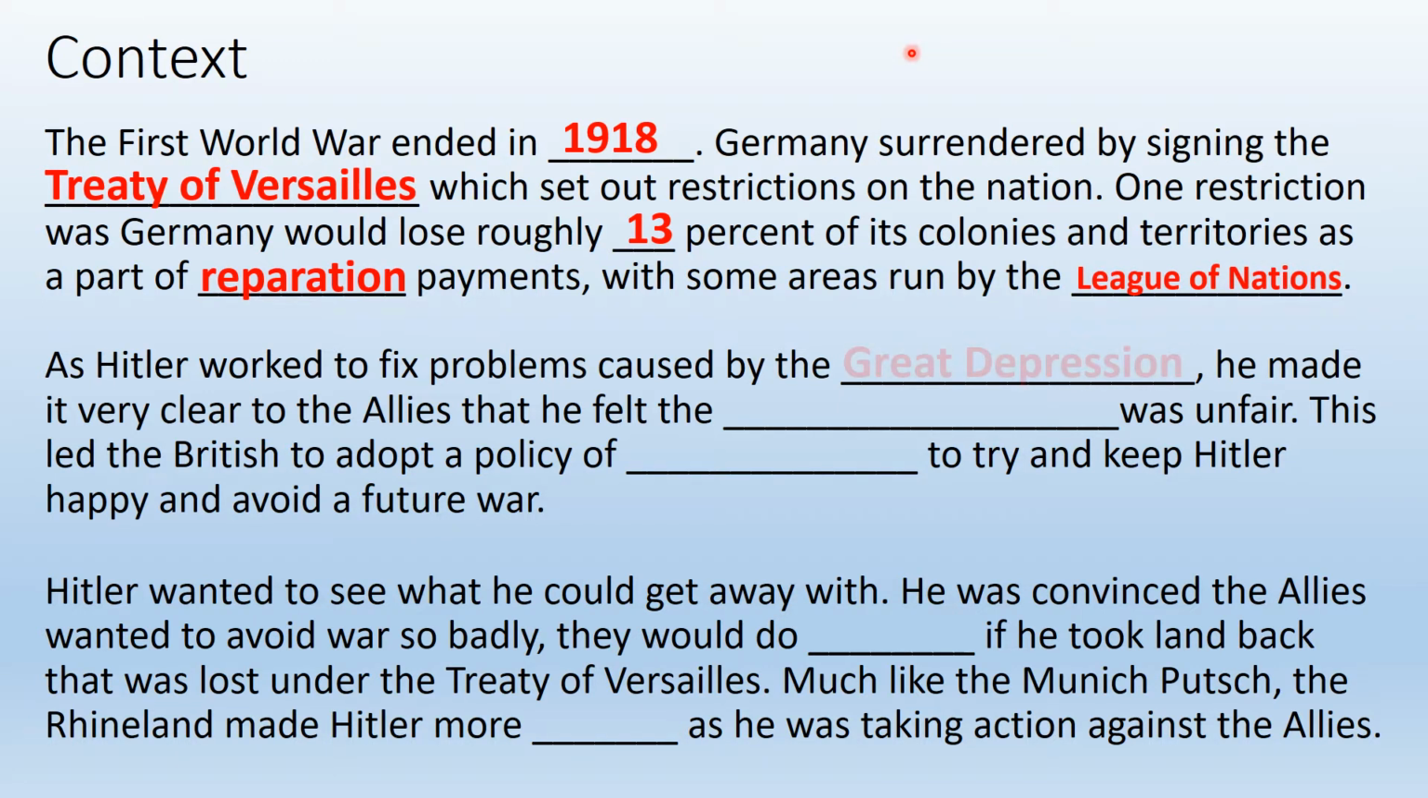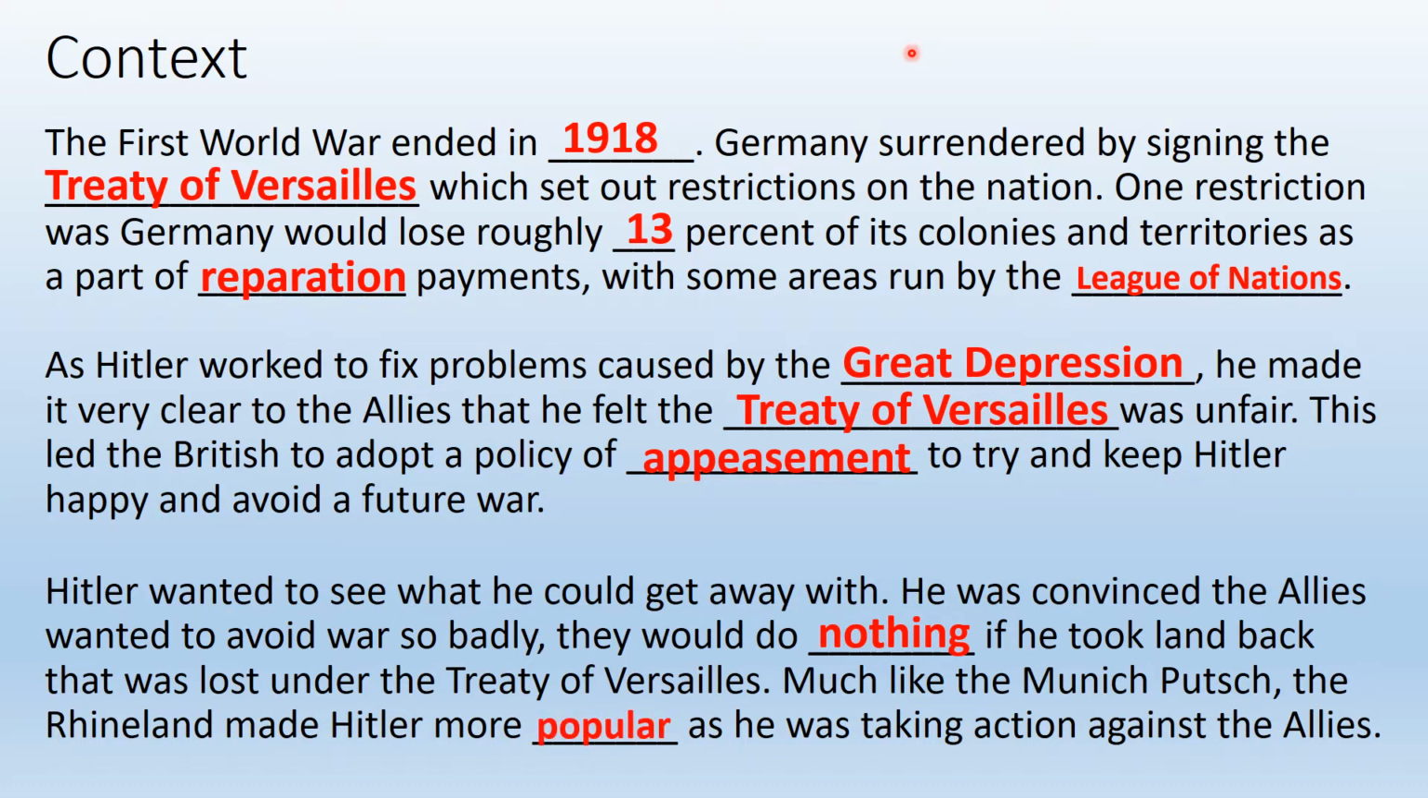As Hitler worked to fix the problems caused by the Great Depression, he made it very clear to the Allies that he felt the Treaty of Versailles was unfair. This led the British to adopt a policy of appeasement to try and keep Hitler happy and avoid any future conflict. Hitler wanted to see what he could get away with. He was convinced the Allies wanted to avoid war so badly that they would do nothing if he took land back that was lost under the Treaty of Versailles. Much like the Munich Putsch, the Rhineland made Hitler more popular as he was actually taking actions against the Allies.